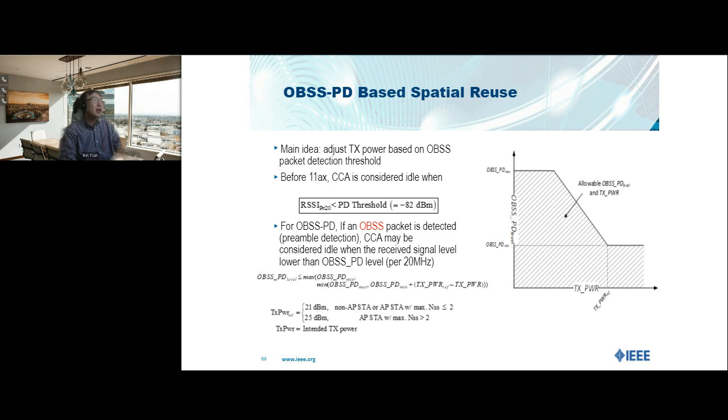Okay. Now, of course, you cannot raise the OBSS-PD level too high. Beyond a certain point, you reach OBSS-PD max. You can no longer raise it. Okay. So that equation there, we will not go into the detail, but the main idea is that within a certain range, you can exchange between the transmission power, dB for dB, and the OBSS-PD level. So if you transmit less power, you cause less interference to other people, and you have more chance for spatial reuse to transmit.